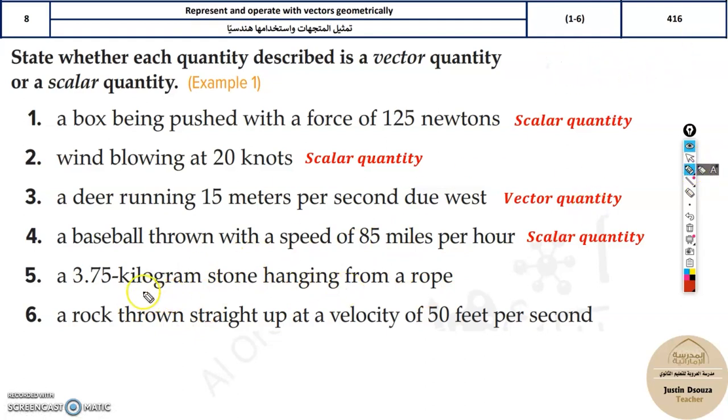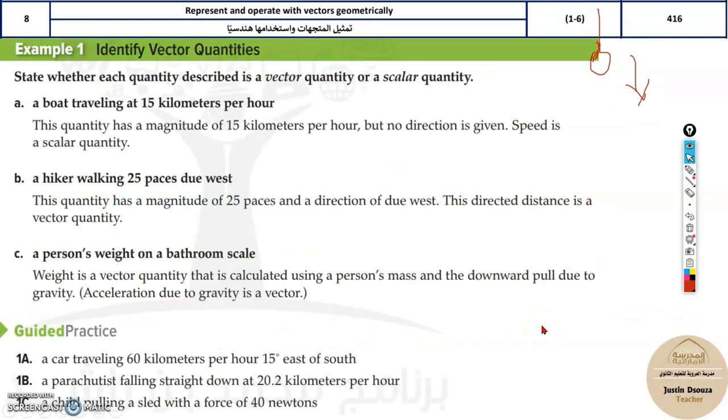But otherwise, let's try to understand this. A stone is hanging from a rope. So imagine this rope and this is the stone. Now the weight is given, the magnitude is given. Which direction does it move? Gravity is downwards, so there is a direction, downwards, south, so that's why this will be a vector quantity, not a scalar. A rock thrown straight up at a velocity of 50 feet per second, this will also be a vector, direction and speed. You can try a few more problems. Very straightforward topic. I hope you'll be easily getting the marks for this particular question.